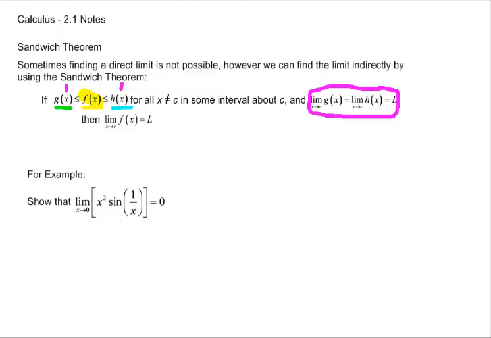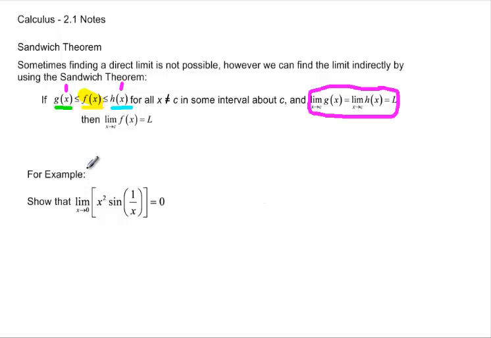So here's how this would look kind of in real life. If we look at the limit as x approaches 0 of x squared times sine of 1 over x, you'll notice right off the bat that if I put a 0 in here for x, guess what? Then I'm going to get an undefined answer because you cannot have a 0 in the denominator. You just can't.